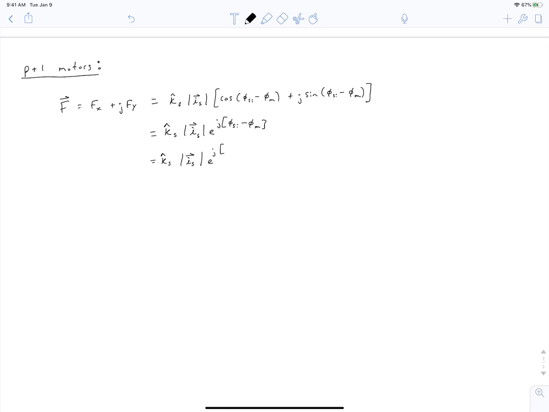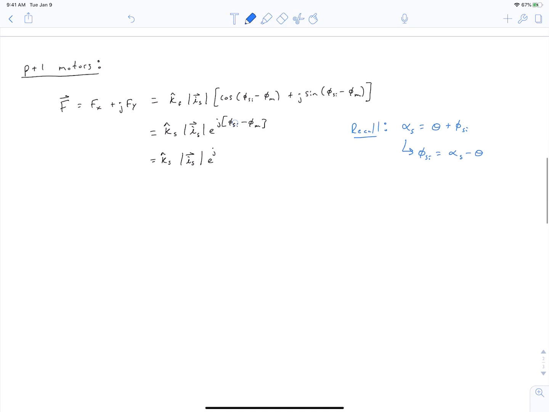What I'm going to do now is plug in for phi si the angle of our current space vector. So if you recall how we set this up in our previous video, we defined alpha s, which is the angle of our current space vector, to be equal to theta, which is the location of our direct axis, the location of our north pole in electric radians, plus this quantity phi si. And so we can solve this expression for phi si to insert alpha back into our equation. So we're just undoing some of the simplifications we did in our previous video where we were concerned about the force sizing.